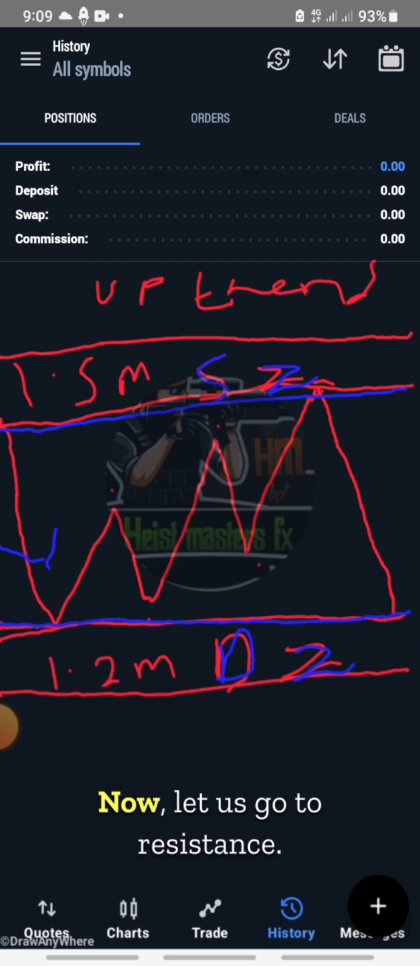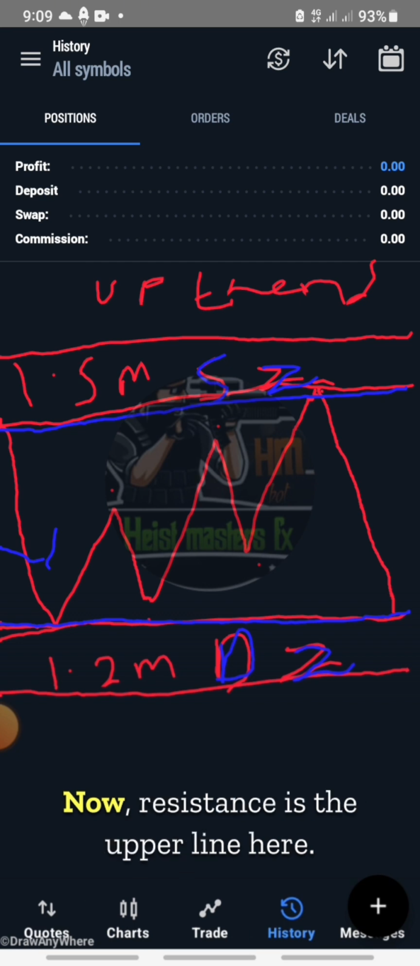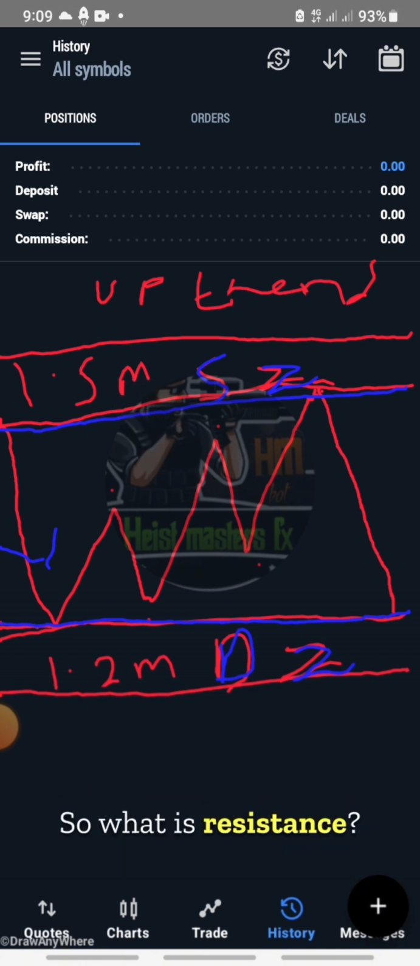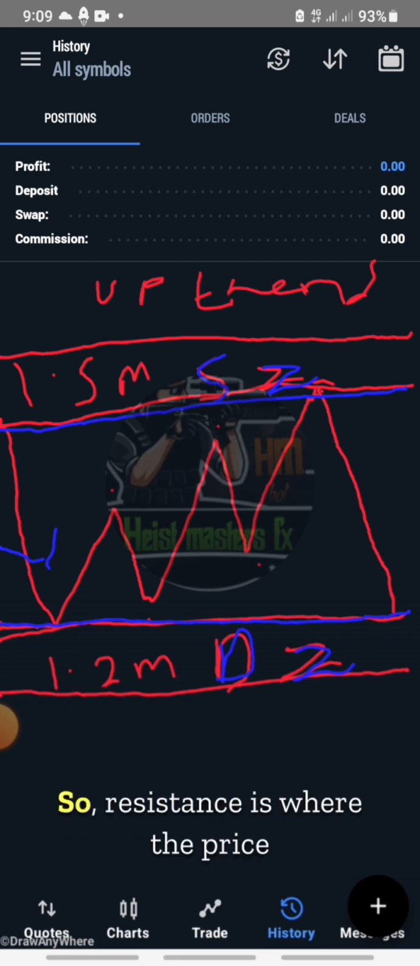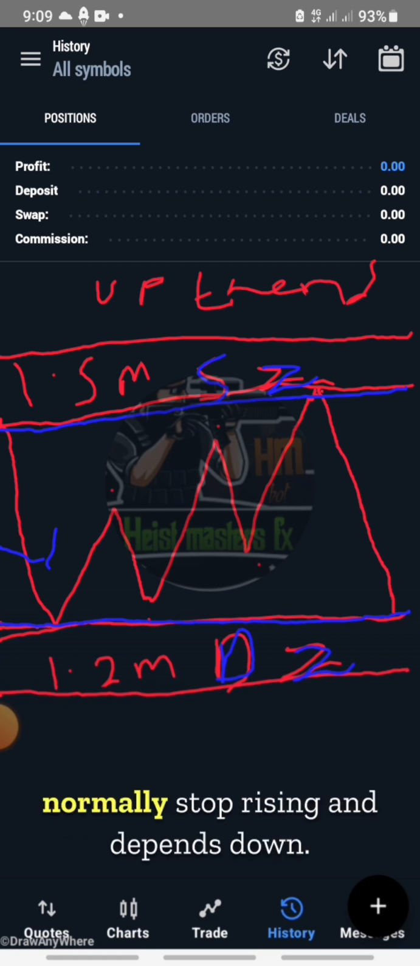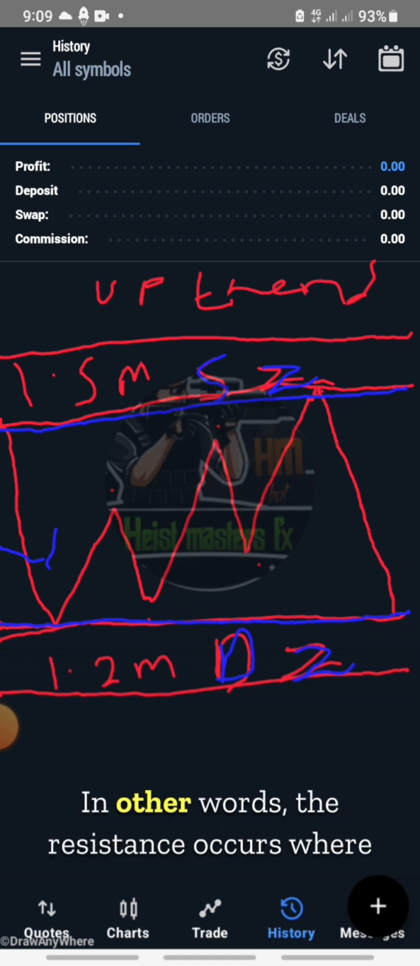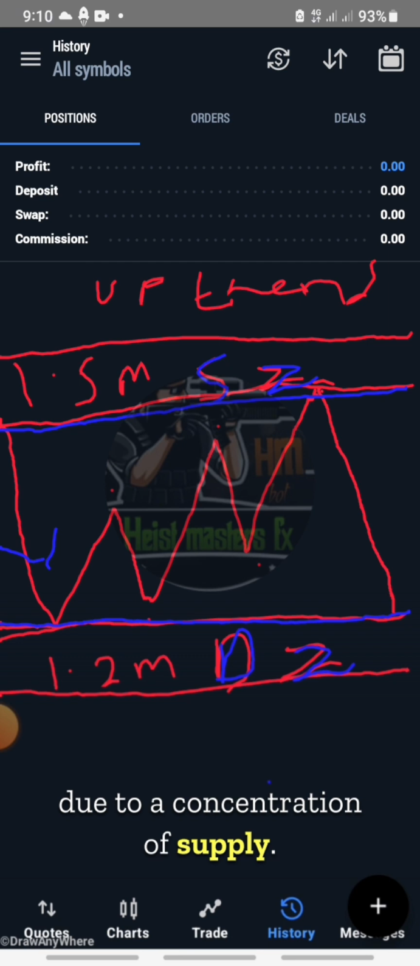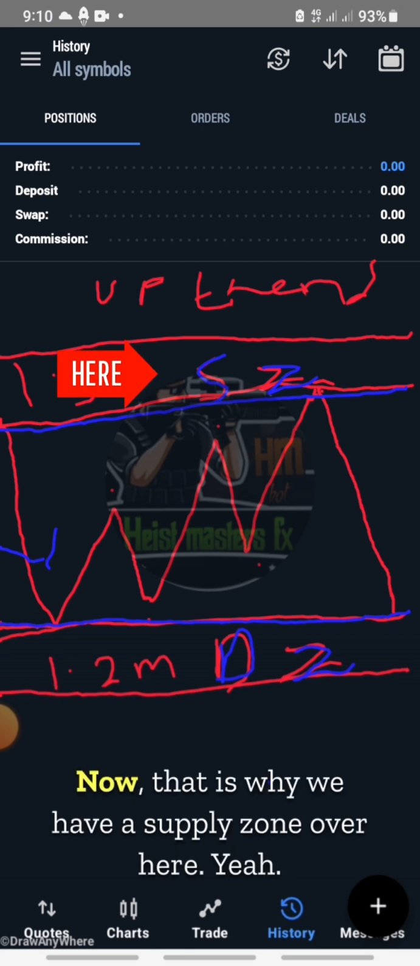Now let us go to resistance. Resistance is the upper line here, the upper blue line. So what is resistance? Resistance is where the price normally stops rising and dips down. In other words, resistance occurs where an uptrend is expected to pause temporarily due to a concentration of supply. Now that is why we have a supply zone over here.